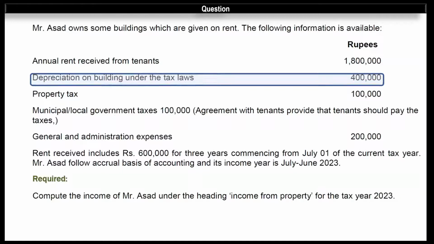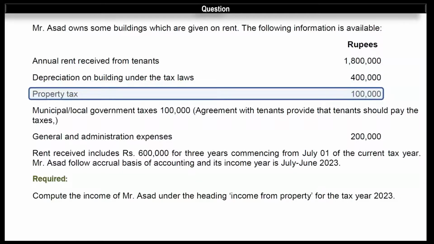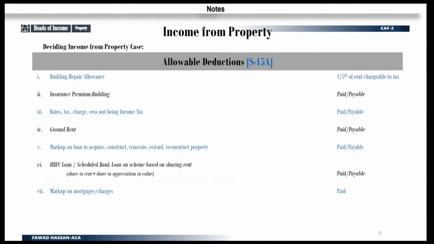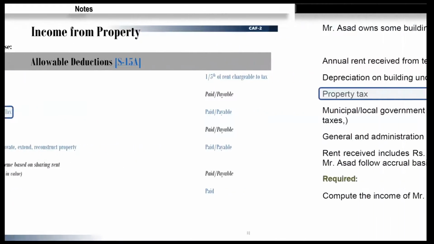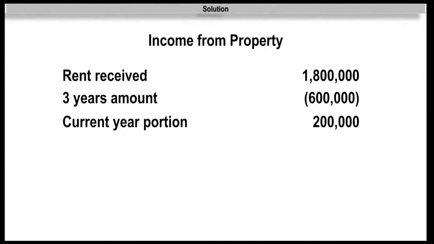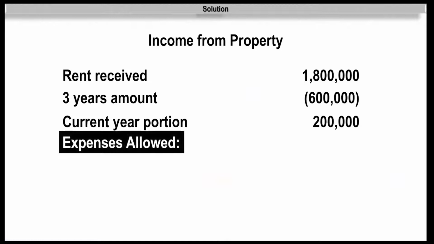Next information is about property tax of rupees 100,000. Recall notes slide for section 15A. The list of expenses include amount of any taxes paid. Therefore property tax can be deducted from property income. Mention this expense in your solution. Rupees 100,000 will be deducted as allowable expense.